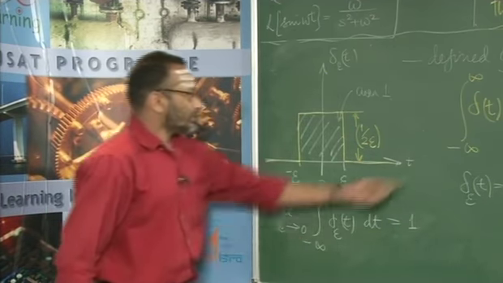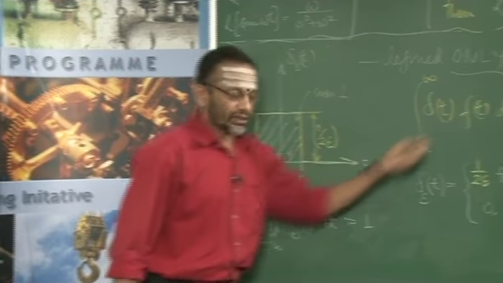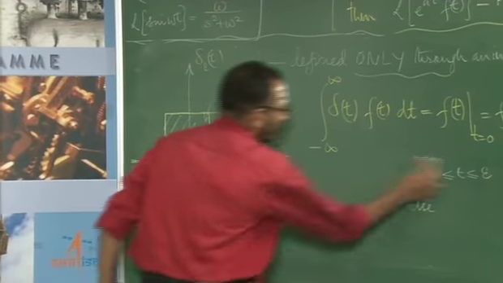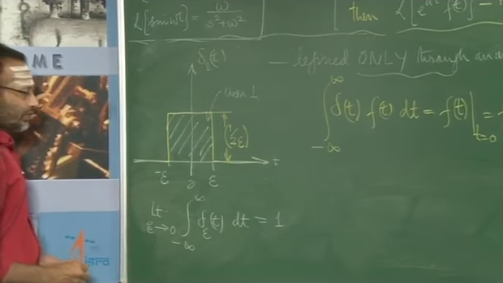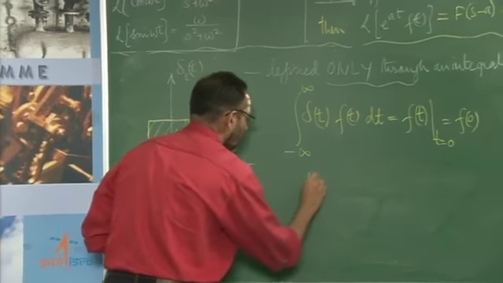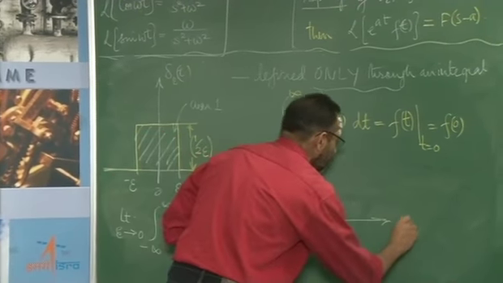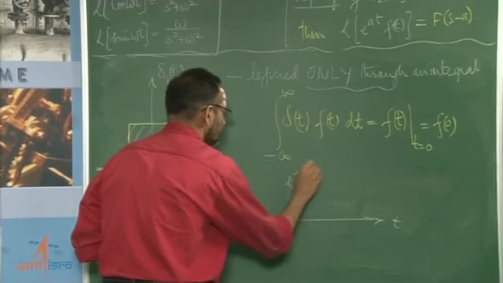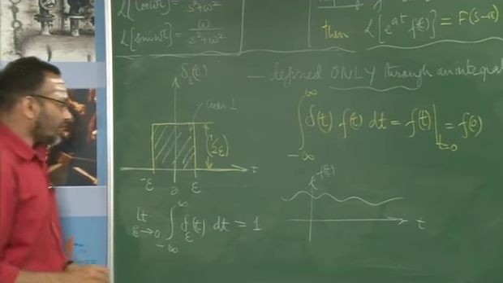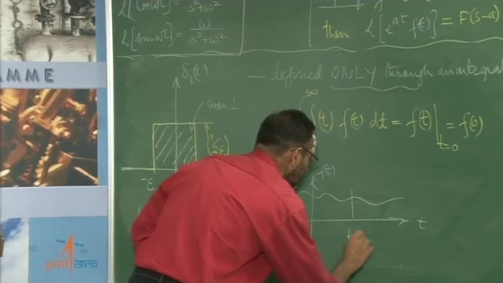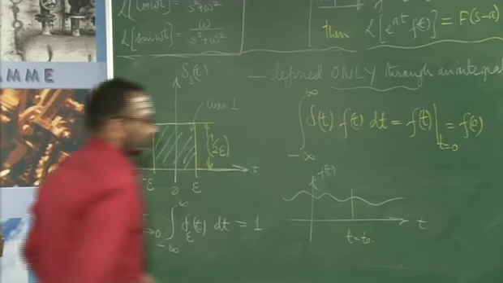Now, the idea of getting this definition for this is, if I have a function f of t, which could be going like this, and let us say at t equal to t naught.